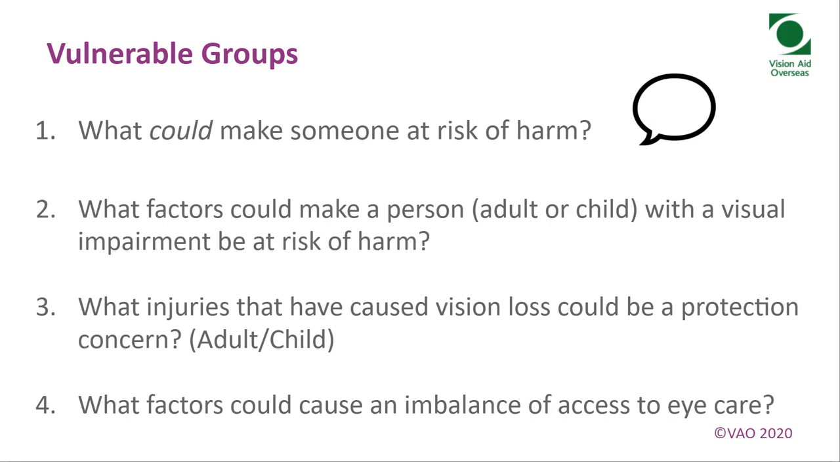Second, what factors could make a person, adult or child, with a visual impairment be at risk of harm? They may need help with personal care, risk of falls and injury, unable to read important documents and bills, have trouble using money, the community do not understand, they could become isolated, depressed, more reliant on others to help. Family members may become stressed with extra responsibility.